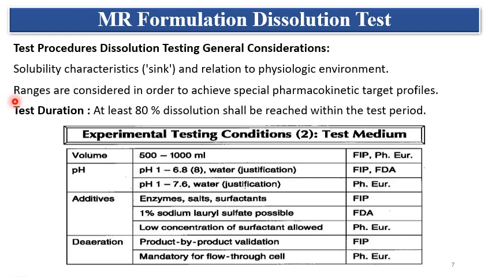Then generally for the modified release formulations, ranges are considered in order to achieve special pharmacokinetic target profiles. The meaning of this is simple: for a modified release formulation, the single point dissolution cannot be given, because the formulation releases the API for a longer duration of time. That's why the ranges are given, and these ranges have a great impact on the Cmax and AUC of the formulation. The test duration should be such that it covers at least 80% of the dissolution, or 80% release of the API should be there within that period.